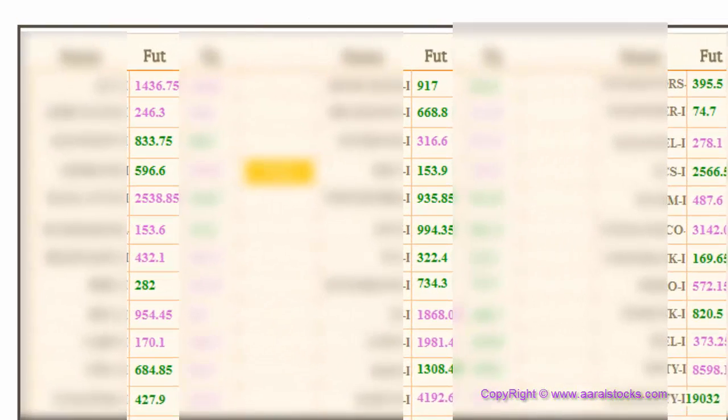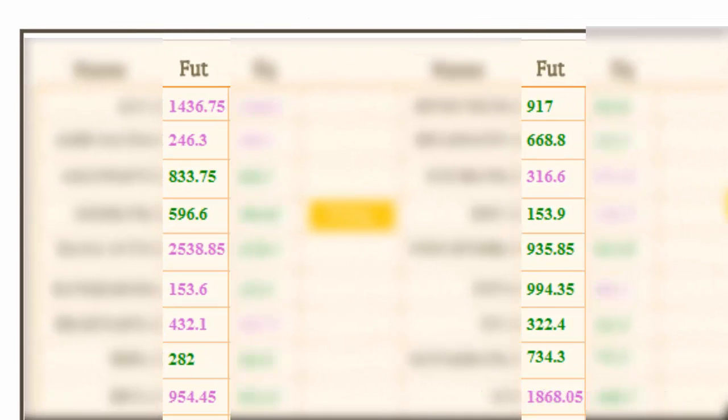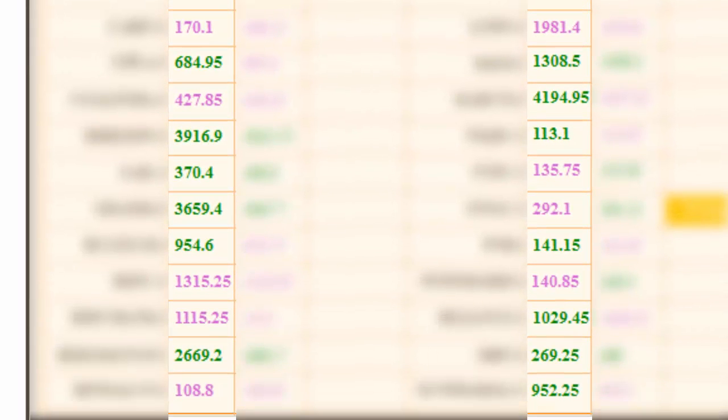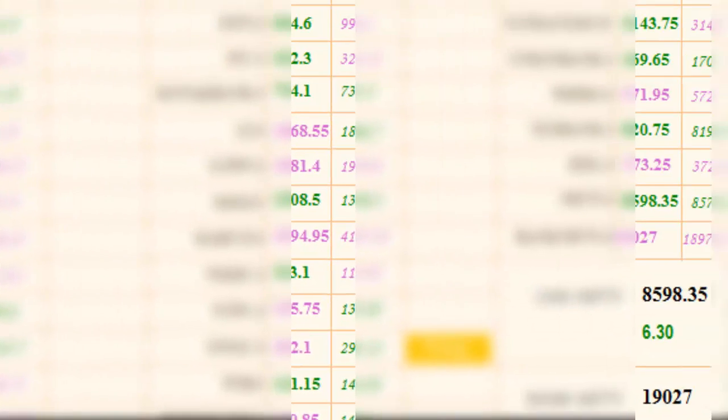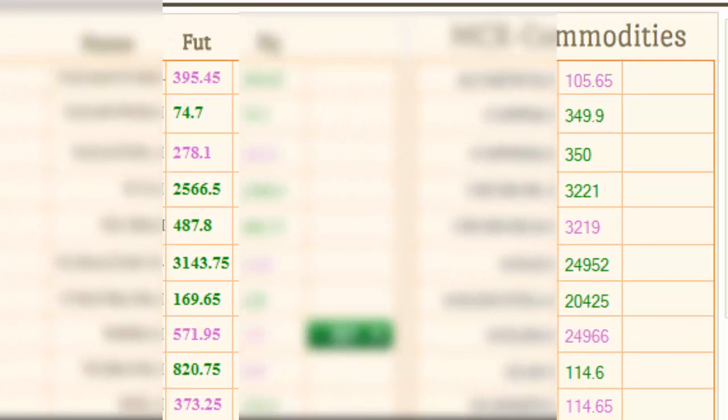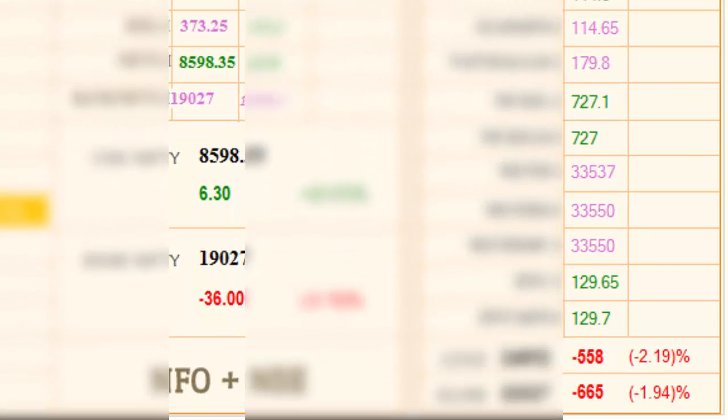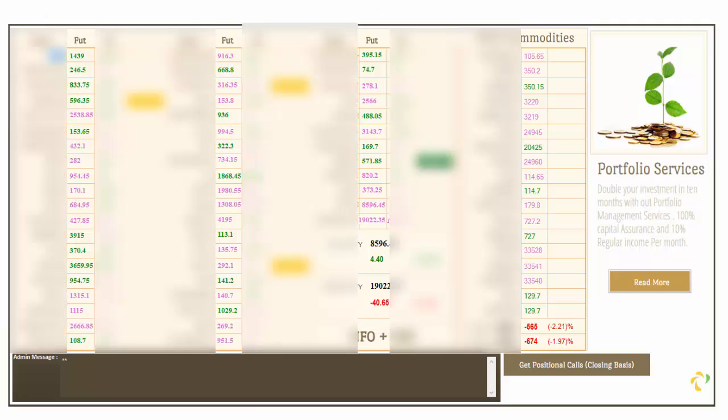And this is the future LTP price. LTP is nothing but last traded price. If you want to access a particular script's intraday chart, then you have to click the price of the particular script. For example, if you want to access the Nifty script intraday chart, then you have to click the Nifty price.